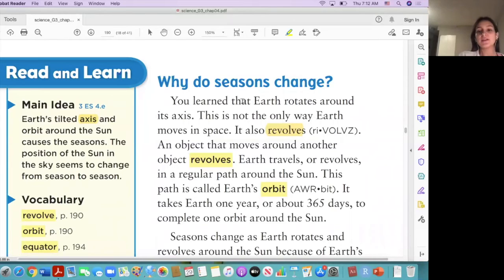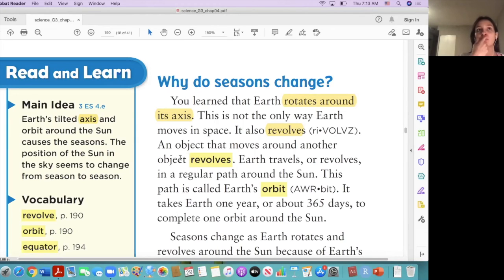Okay, good. So if we think about the difference between the Earth rotating around the axis, you can just think about the basketball when it's on your finger. I think that's a pretty good way to think about it. Now, when you think about the word revolve, what does it say? It says an object that moves around another object.